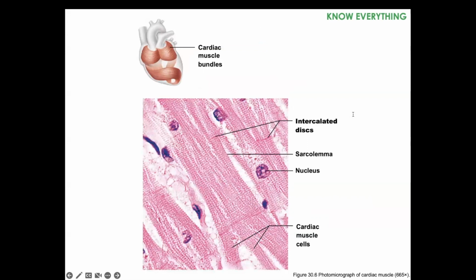And this is cardiac muscle, the same thing we looked at in Anatomy 1. Remember, the key feature here is the intercalated disc. These intercalated discs join cardiac muscle cells together and allow them to communicate and allow for synchronized muscle contraction.